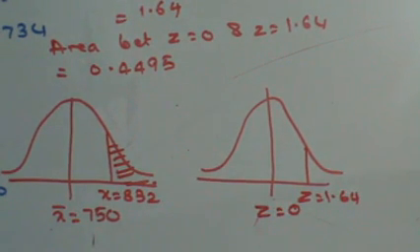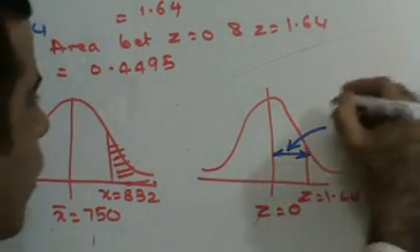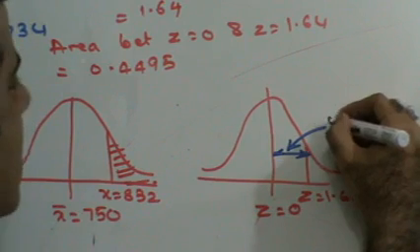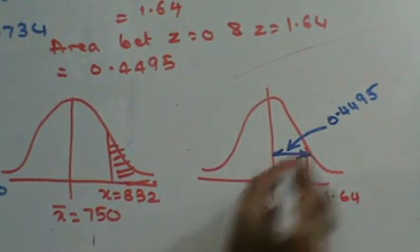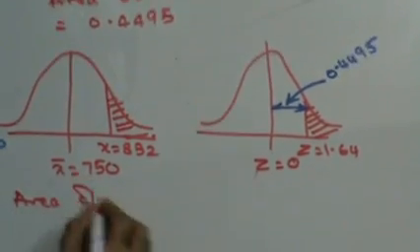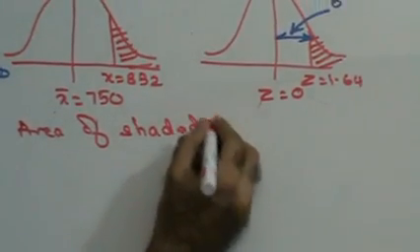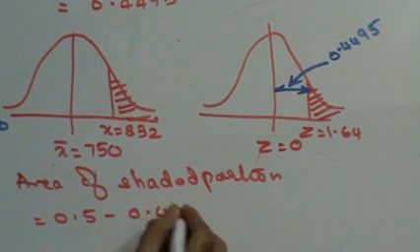Now, they have given you that the area between Z is equal to 0 and Z is equal to 1.64 is 0.4495. But I am not actually interested in this area. From my actual data, I know I want this area. We know that the bell curve is symmetrically divided, and the area of each half of the bell curve is 0.5. Therefore, the area of the shaded portion is going to be nothing but 0.5 minus 0.4495.